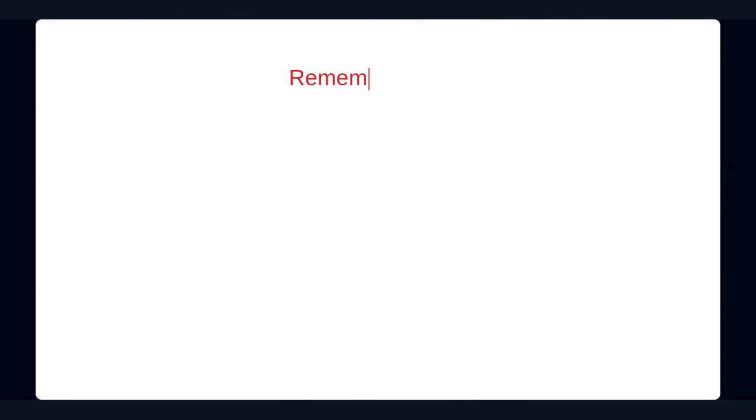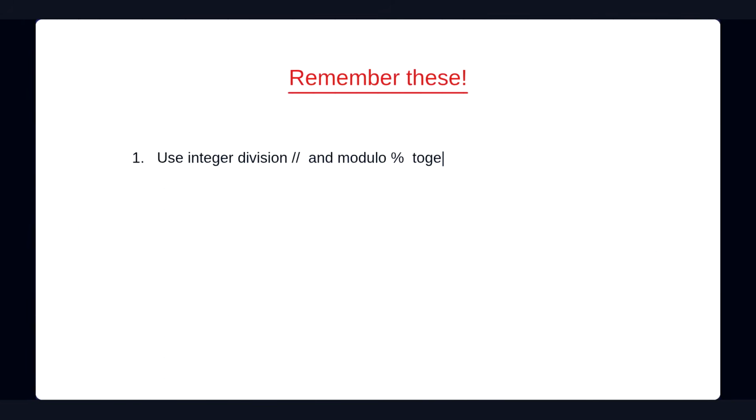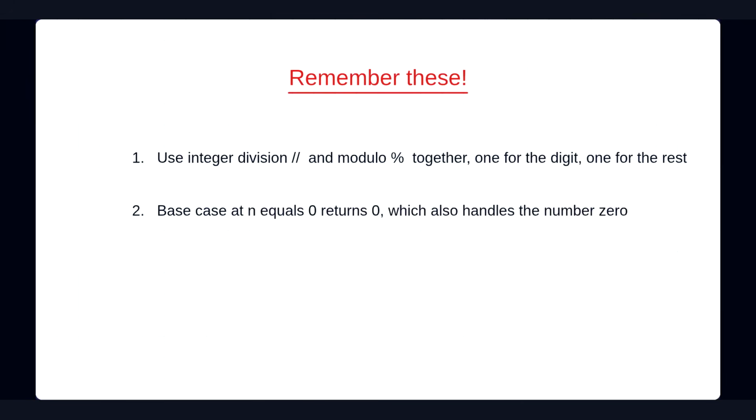Three reminders. First, modulo 10 gives you the last digit while integer division by 10 removes it, and you need both together. Second, the base case at 0 returning 0 also quietly handles the number 0 itself, whose digit sum is 0. And third, for a negative number, take its absolute value first, since the digits are the same either way.